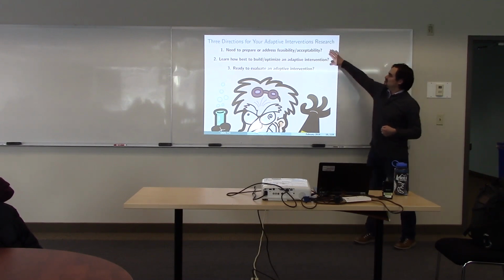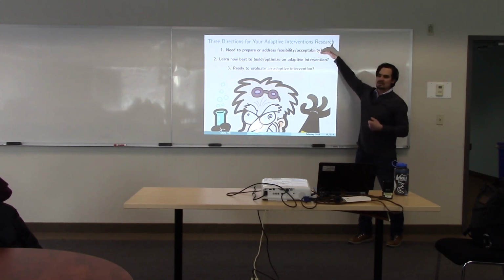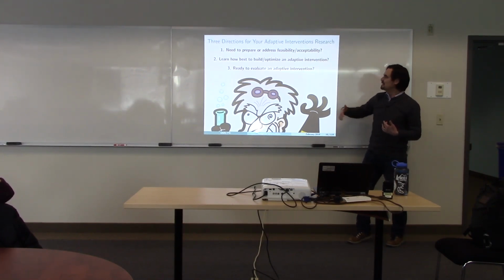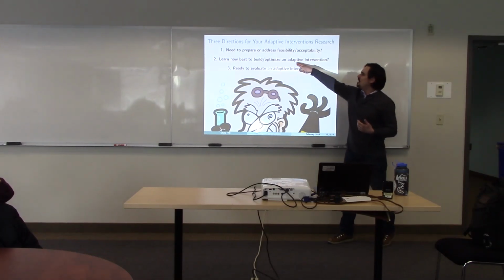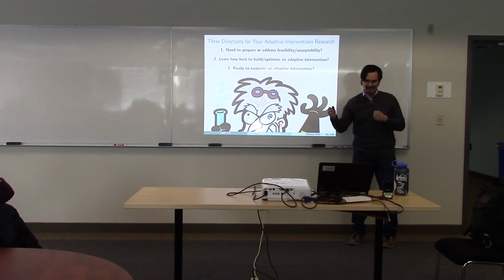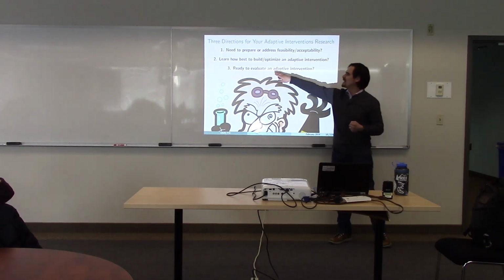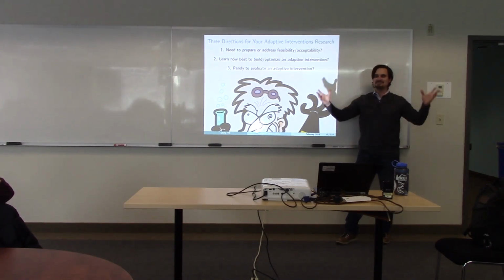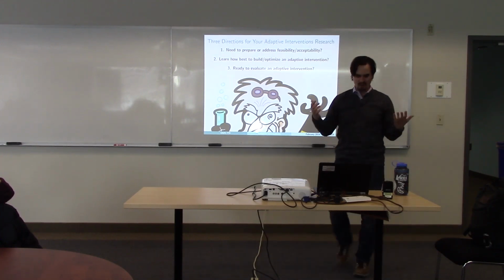So, there's 3 directions you can go in your adaptive interventions research. You might be preparing or addressing acceptability and feasibility concerns. I'll explain what that means. You might be learning how best to optimize an adaptive intervention. Do I need the device now? Do I need it later? Are there some kids that I can delay the device for? Or you might be ready to evaluate an adaptive intervention. Each of these types of questions deserve a different research methodology. That's how we view the world.